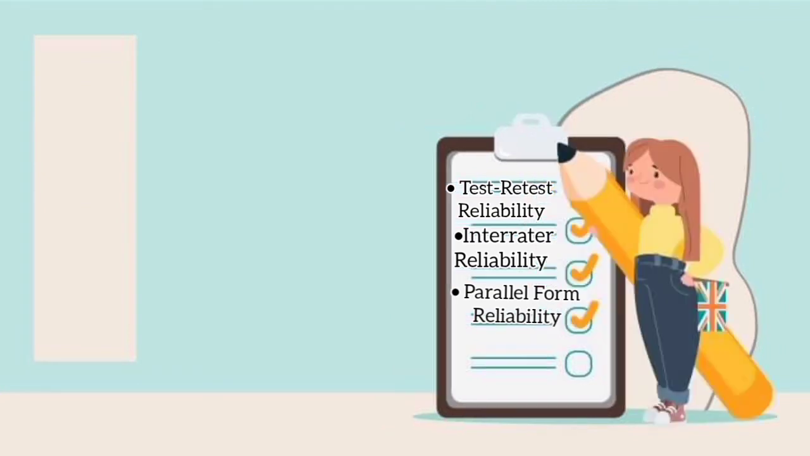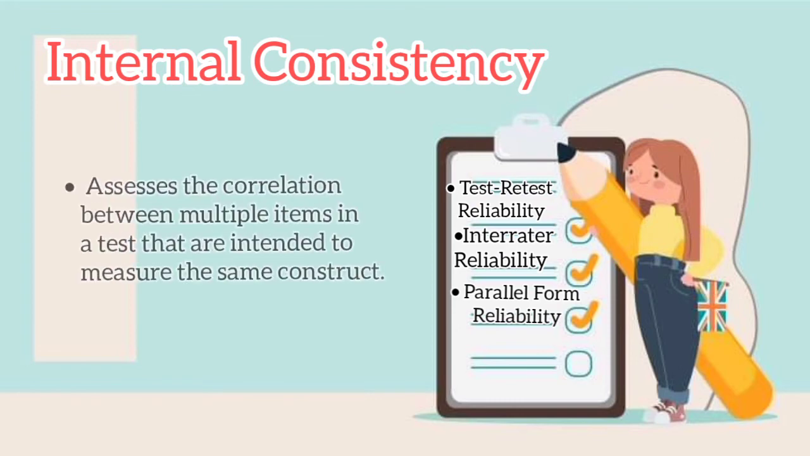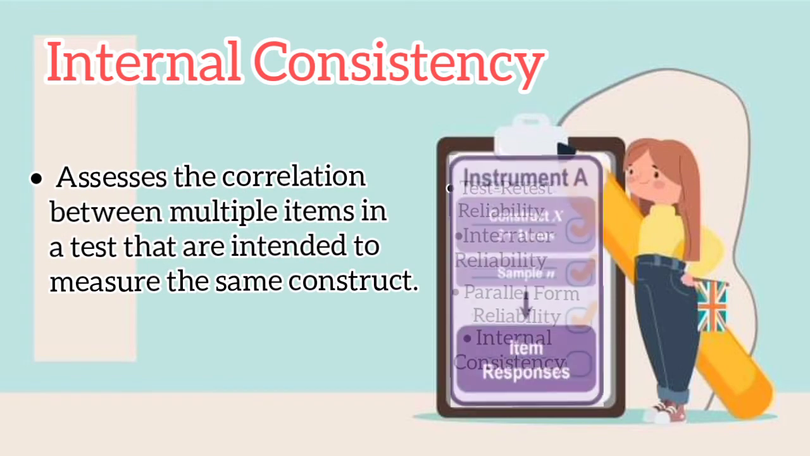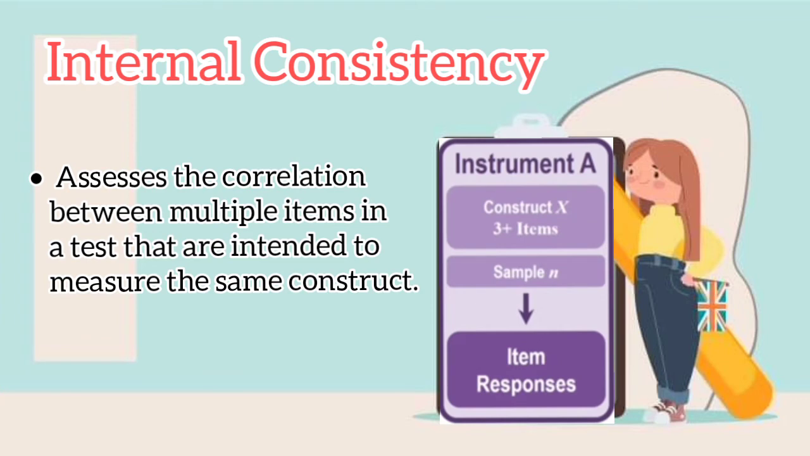The last type of reliability is what we call internal consistency. Internal consistency assesses the correlation between multiple items in a test that are intended to measure the same construct. You can calculate the internal consistency without repeating the test or involving other researchers, so it's a good way of assessing reliability when you only have one data set.